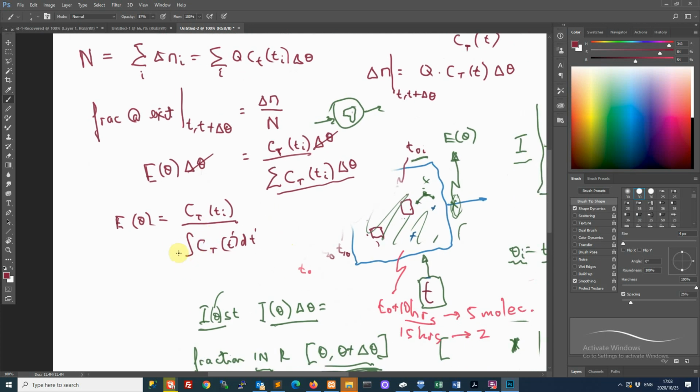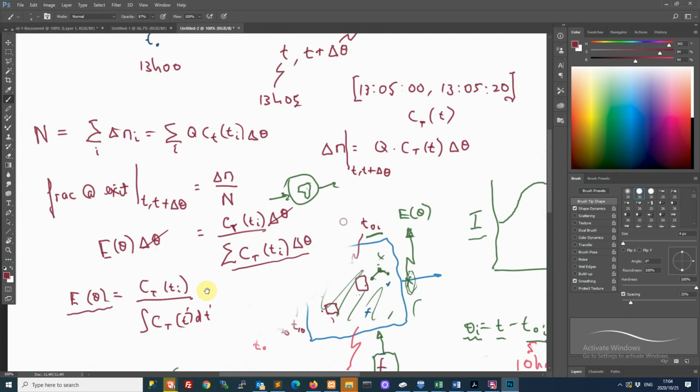And that's quite an amazing result. It tells us that if we want to know the exit age distribution from that reactor, all we need to do is pulse in some tracer and then measure the concentration of tracer at the exit, and then just divide that concentration by the area under that concentration profile.